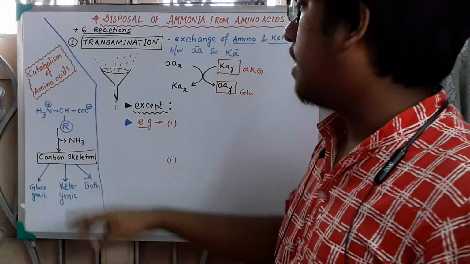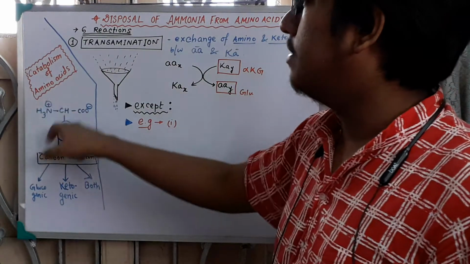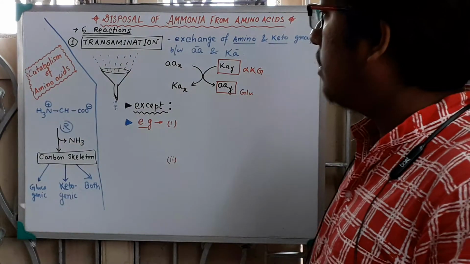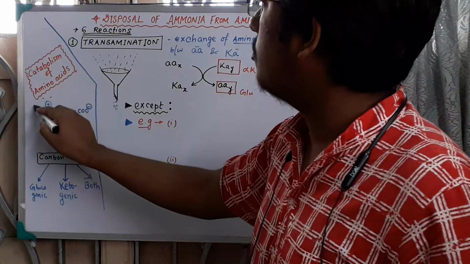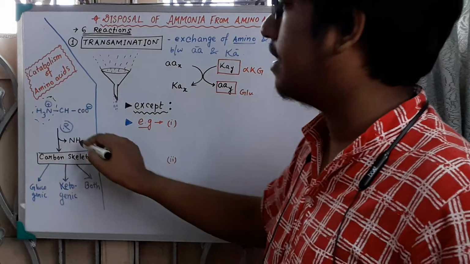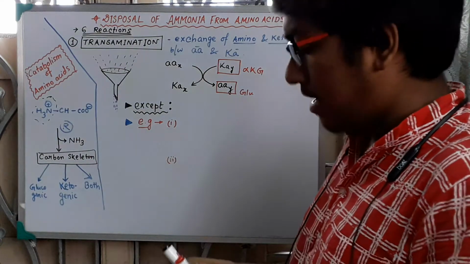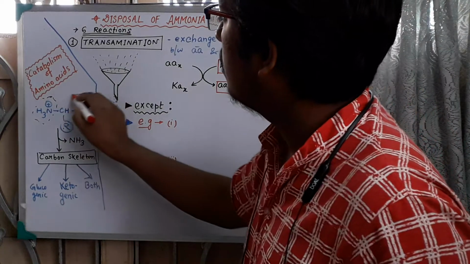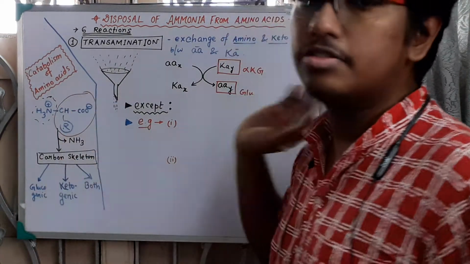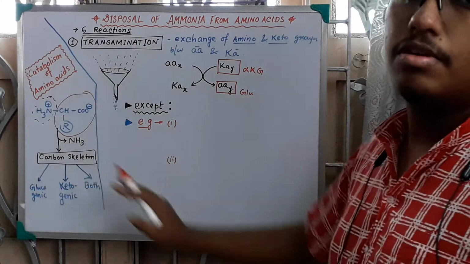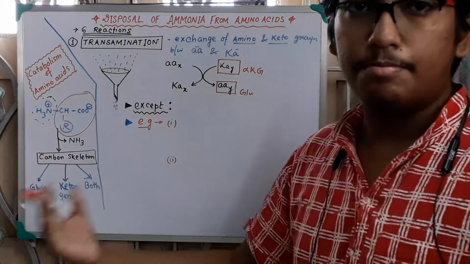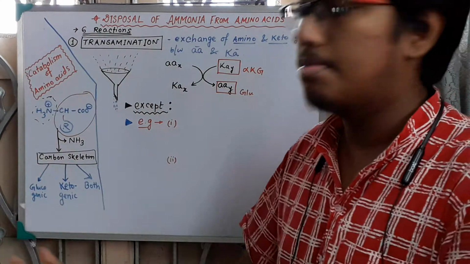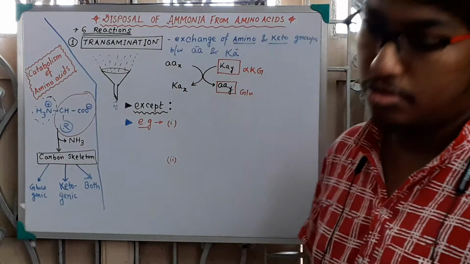From amino acid catabolism, this amino group will be released as ammonia, and the rest of the part is called the carbon skeleton. This carbon skeleton will be catabolized. I have previously discussed that the catabolized product may be glucogenic or ketogenic or both.